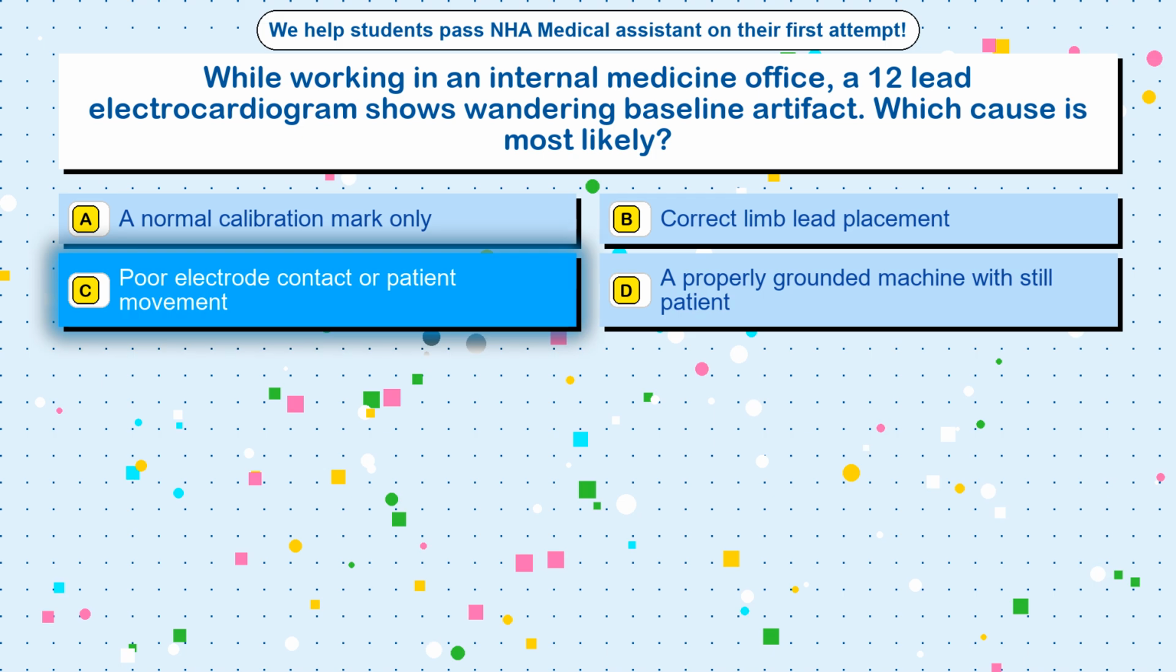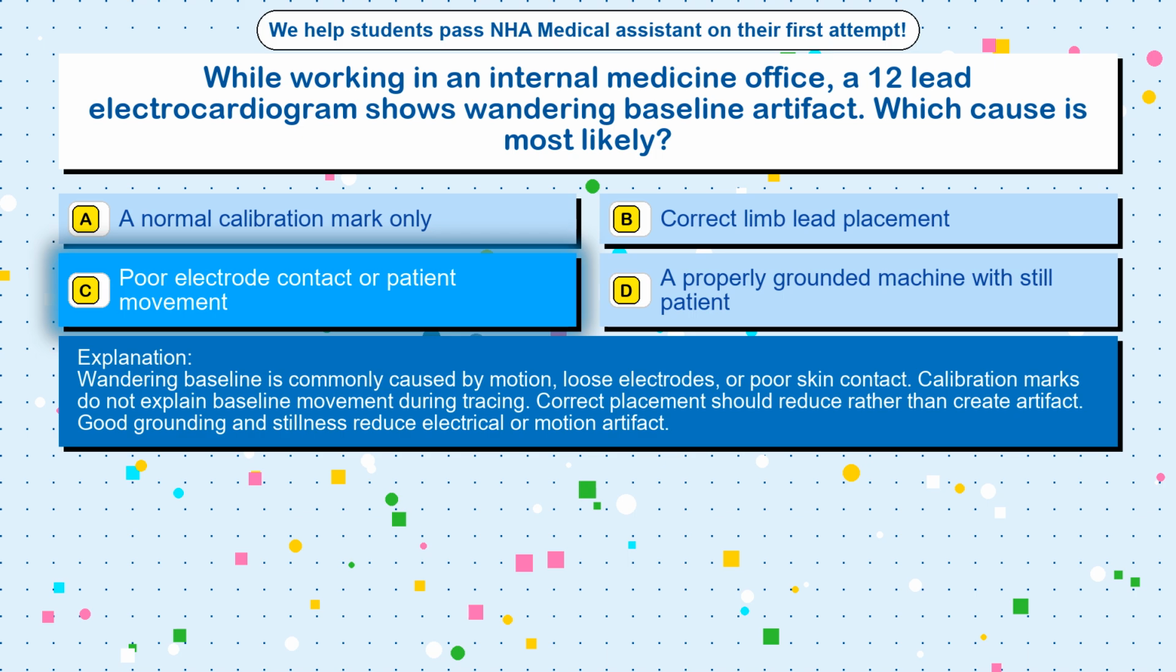Poor electrode contact or patient movement. Wandering baseline is commonly caused by motion, loose electrodes, or poor skin contact. Calibration marks do not explain baseline movement during tracing. Correct placement should reduce rather than create artifact. Good grounding and stillness reduce electrical or motion artifact.